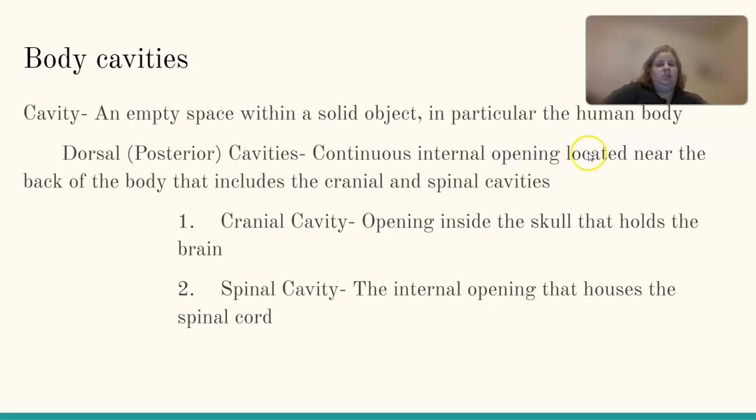They're a continuous internal cavity located near the back of the body. This includes your cranial and spinal cavities. So you have one that is where your spinal cord lives. So your first one is your cranial cavity. It's the opening inside your skull that holds your brain. And then your second one is your spinal cavity. It's the internal opening that houses your spinal cord in your spine. So one is up here where your brain is, and one holds your spinal cord.